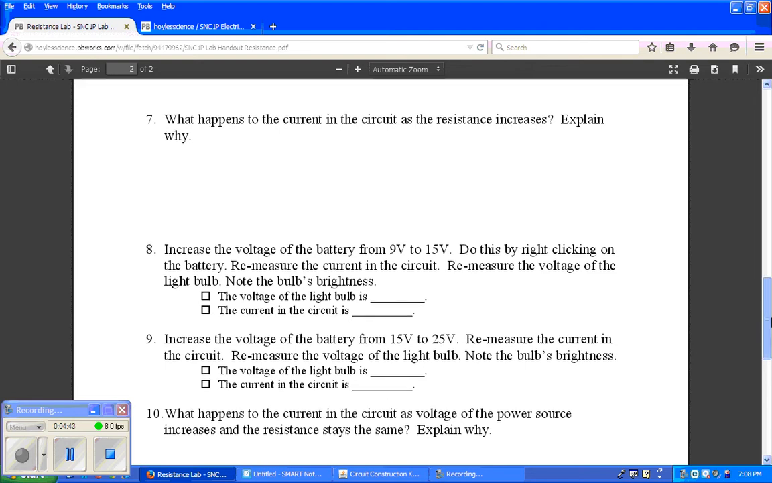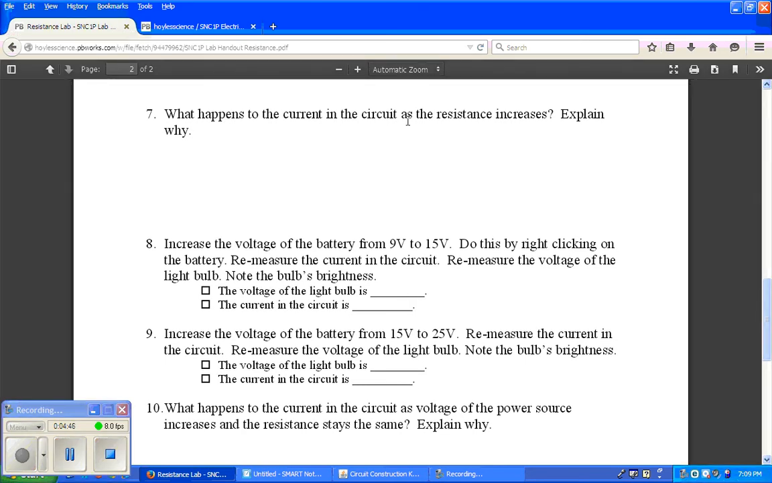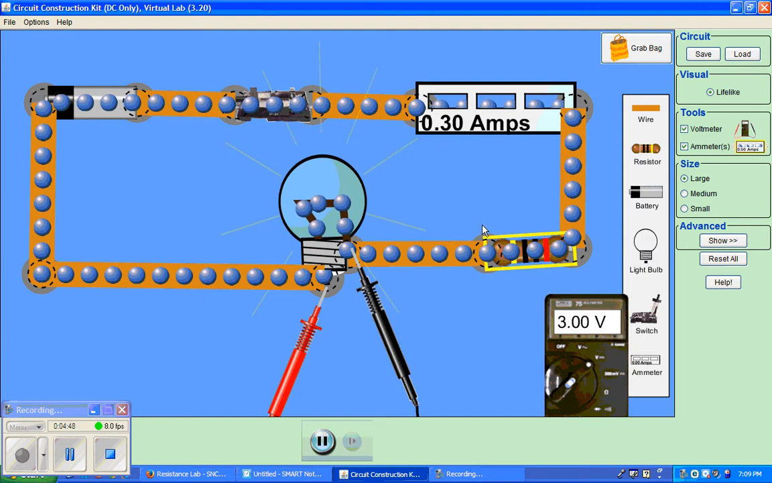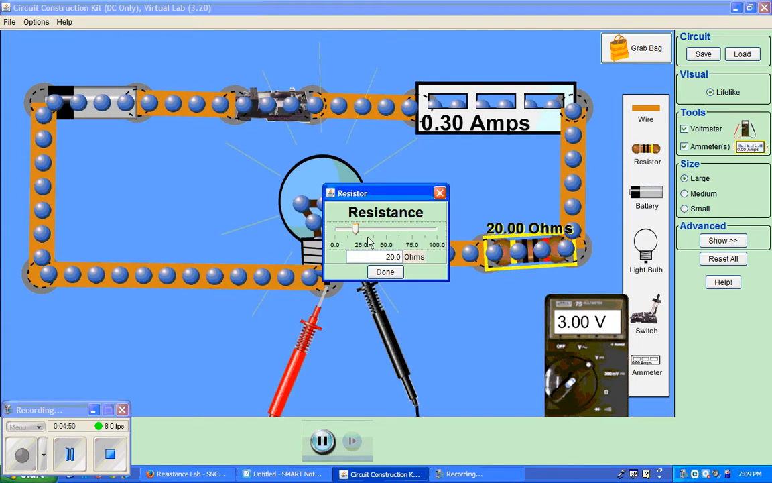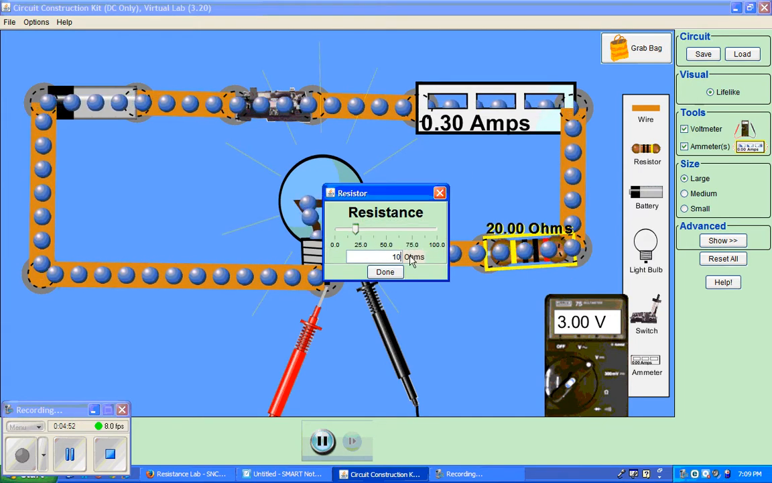Number 7, what happens to the current in the circuit as the resistance increases? So again, let's change the resistance so you can see that again. Let's go back to 10 ohms. Our current is 0.45 amps.